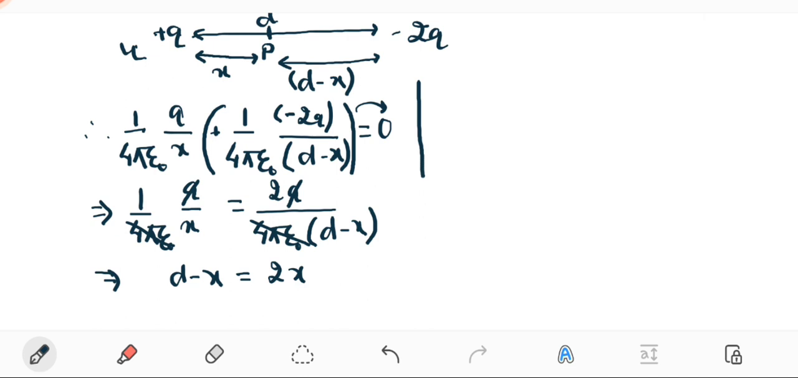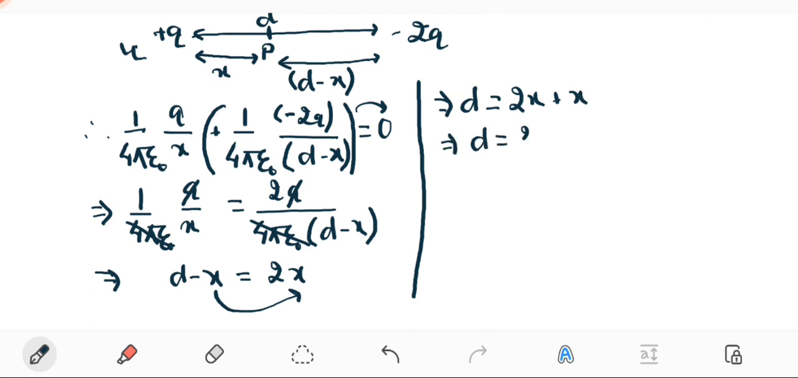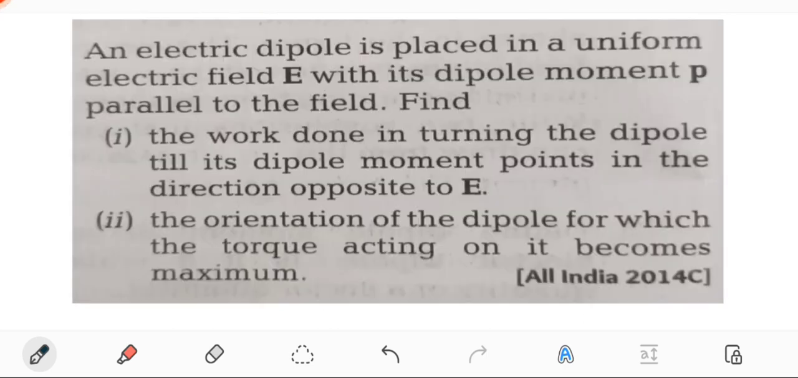Now further when we solve it, d is equal to 2x. When this negative x will shift to the right hand side, it will become plus x, which can further be written as d is equal to 3x. So we were supposed to find the value of x, that is the distance between q and P, which is equal to d upon 3. So the required point is at a distance d upon 3 from charge q, where the potential is equal to 0. So this is how you will be writing these kind of answers in your board exams. Now let's move to the next question. Now the next question is on the screen, students.